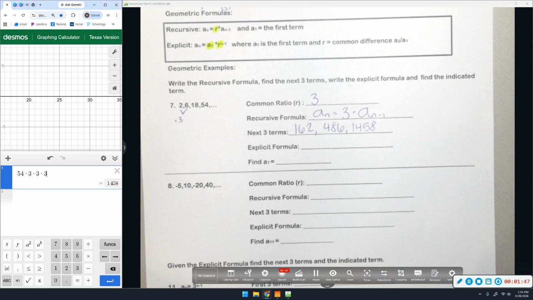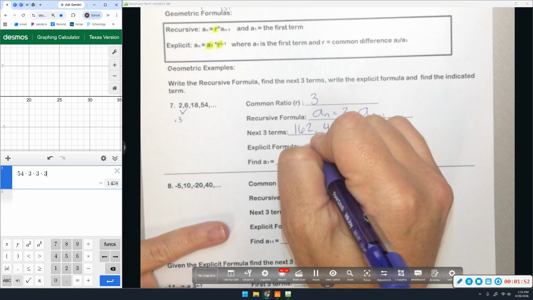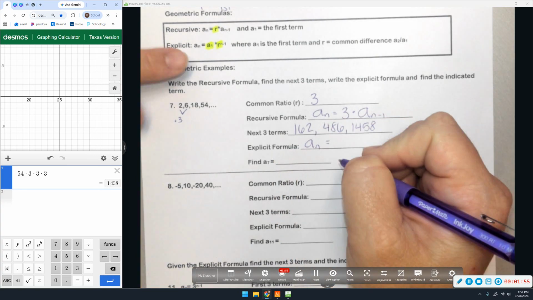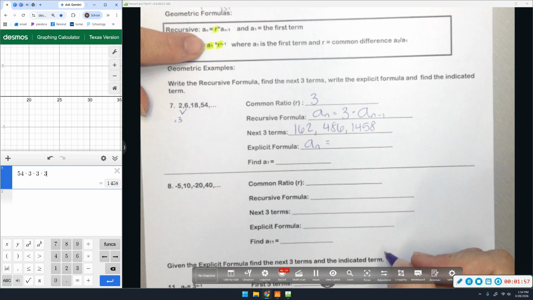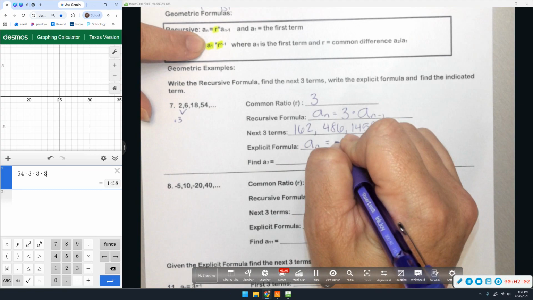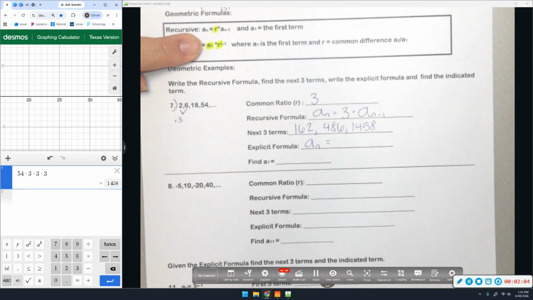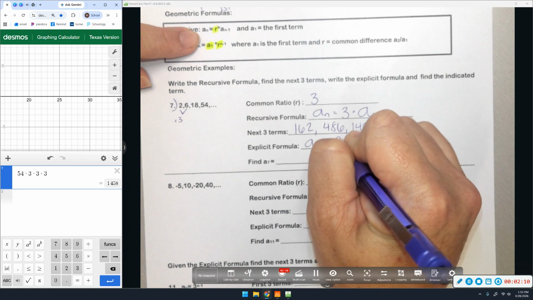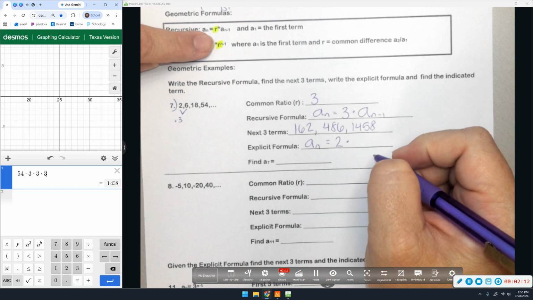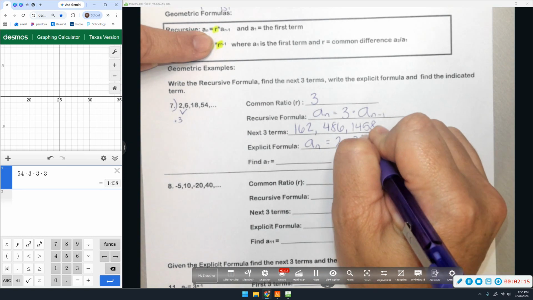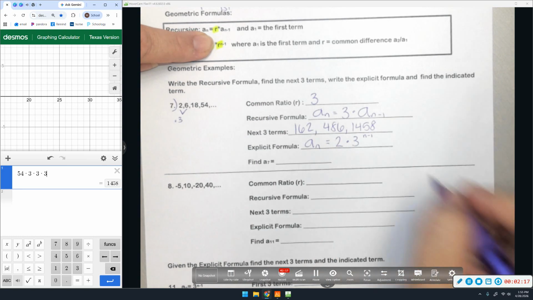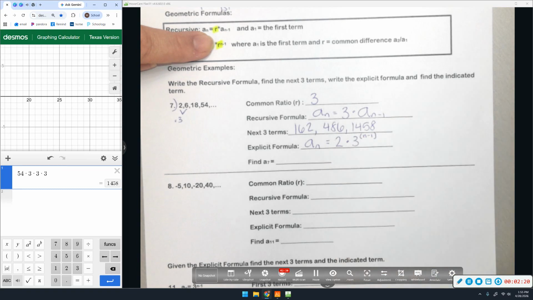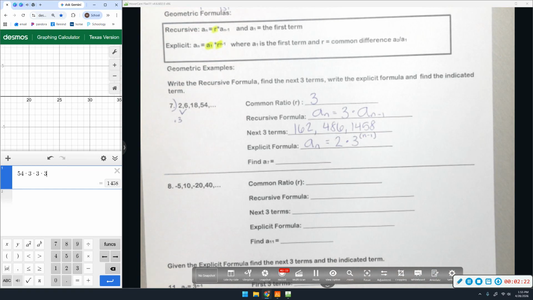Okay, now the explicit formula is the new one today. So we're going to write a sub n. And then it says a sub 1. What does that mean? First term. What is my first term? 2. Okay, so our first term is 2 times, what's my R? 3, and then it's to the n minus 1 power. And now I'm going to put that in parentheses because to type it in your calculator, it has to be in parentheses. Okay?